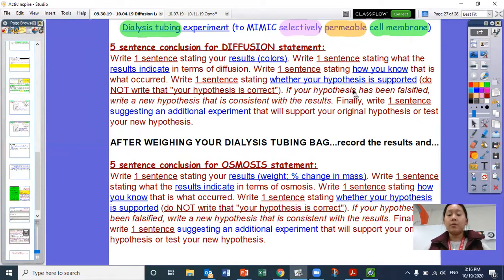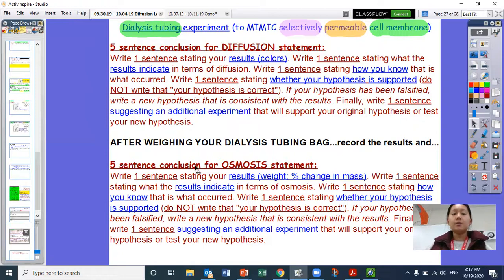So if your hypothesis has been falsified, you're going to write a new one that actually matches the results of what you have, right? So maybe the reason your hypothesis was wrong was because you were talking about the wrong solute, or maybe you said the direction it was going to change color in was wrong. Or maybe you said the wrong part of it was going to change color. And then you're going to write one sentence suggesting an additional experiment that you could do that would support your original hypothesis, or you can test your new one.